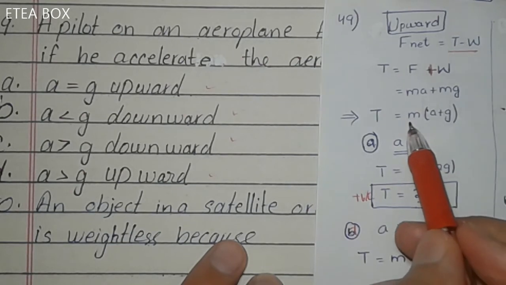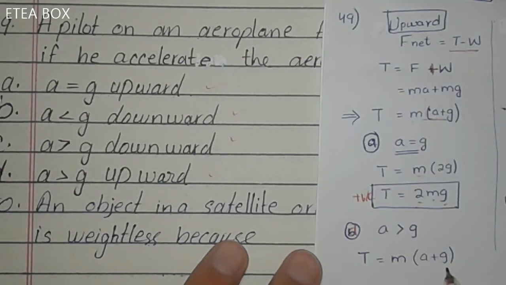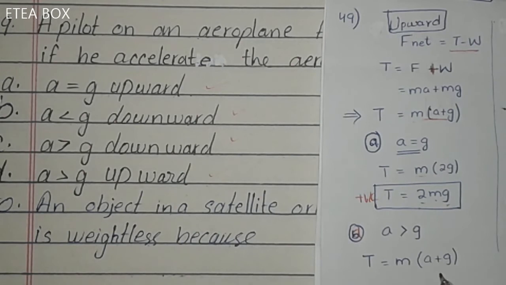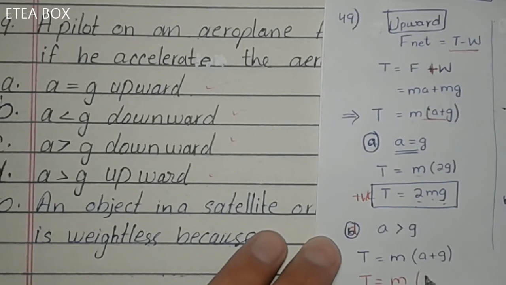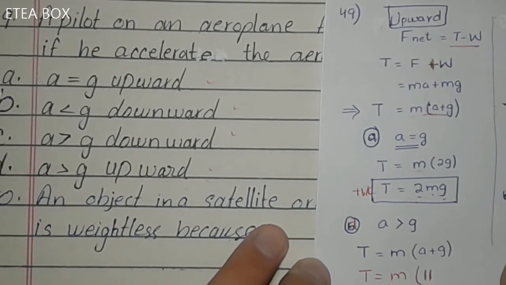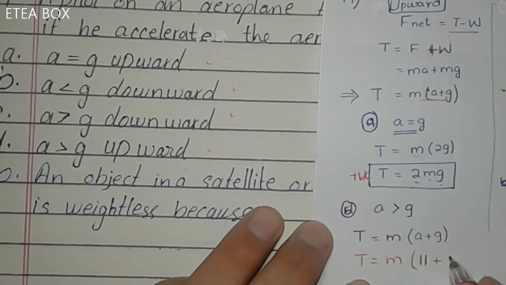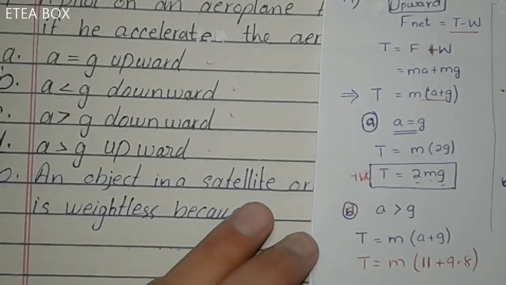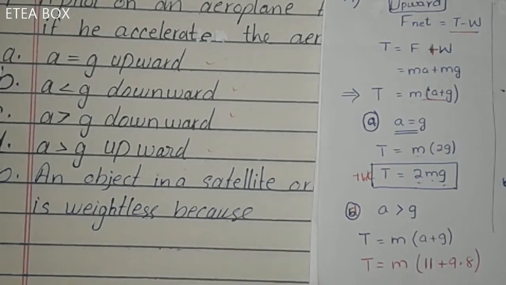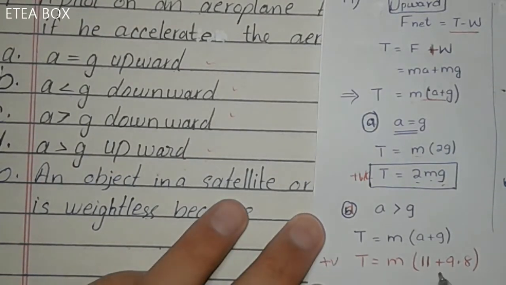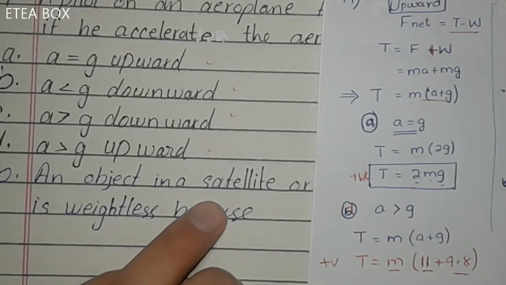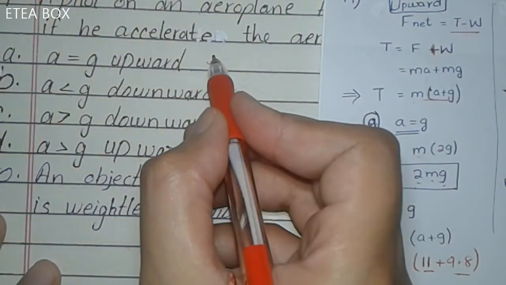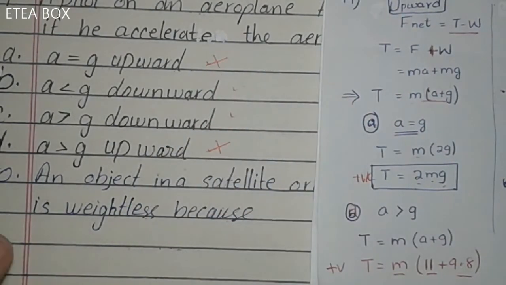Now put in this equation, it is a plus g. Look, a is greater than g. Now, when we take T is equal to m, a is equal to 11, like 11 is greater than 10, or 9.8 plus 9.8. So we can say that we will get positive apparent weight, the tension will be positive, because 11 is positive, 9.8 is positive, and when we multiply it with the mass, which is always positive, then we will get apparent weight positive. So it means that option A is crossed and option D is wrong.